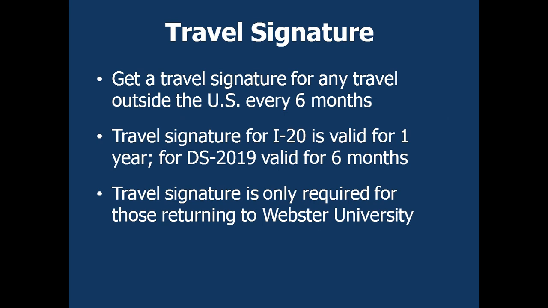Finally, whenever you travel outside the United States, make sure you get a travel signature. We recommend that you check with us every 6 months if you travel a lot, so that we can ensure that the I-20 or DS-2019 is active.